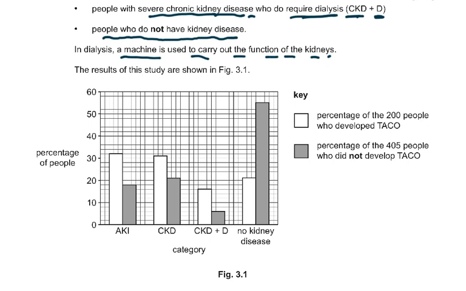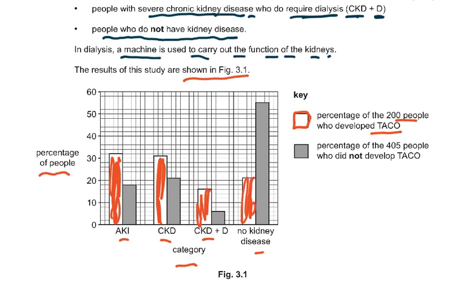The results of the study are shown in figure 3.1. Now, percentage of people is on this side and the categories are here. AKI is the acute one, CKD is the chronic one, CKD plus D is the one with dialysis, and this is no kidney disease. Now, what do we have these bars for? The clear bars are the percentage of the 200 people who developed TACO. So these are the ones who developed TACO in this situation, in this situation, in this situation, and in this situation.